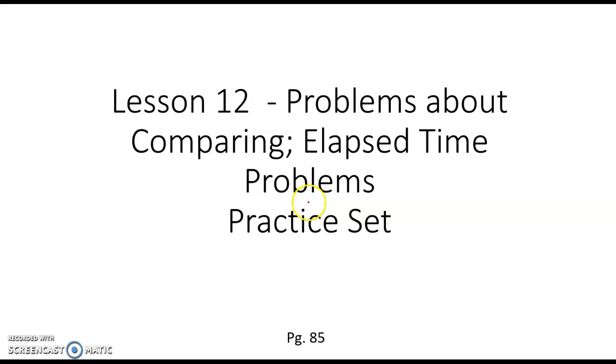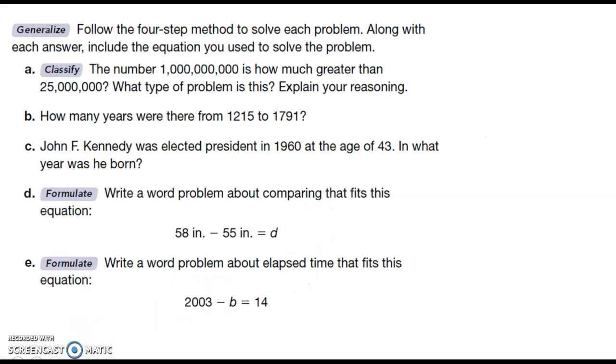This is the practice set for Lesson 12. You'll find it on page 85 of your Saxon Course 2 textbook. All right, we're not doing the four-step method. We cannot be contained by the four-step method. Let's see if we can figure this out because we're smart people.